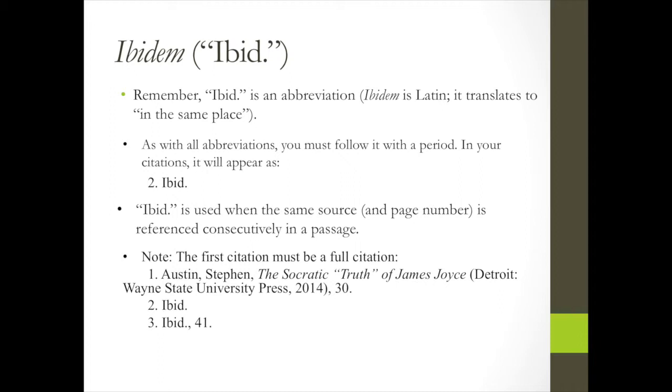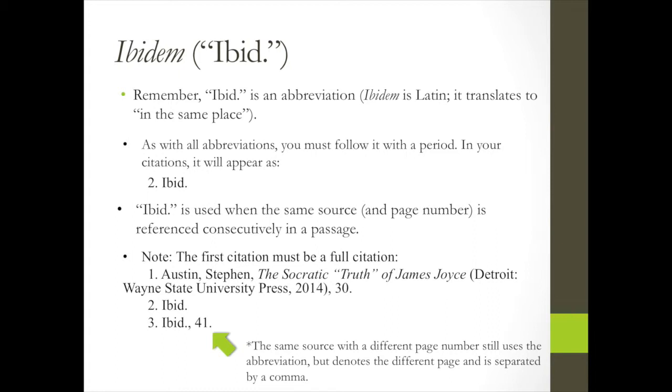Now note in the third footnote there that ibid. can also be used to reference the same source and different page numbers. So it still uses the abbreviation, but it denotes the different page number and is separated by a comma. So you see that the layout of the citation is ibid., comma 41. And what this is telling the reader is that the same source referenced in the first citation here is being referenced again, but just on a different page of the same work.